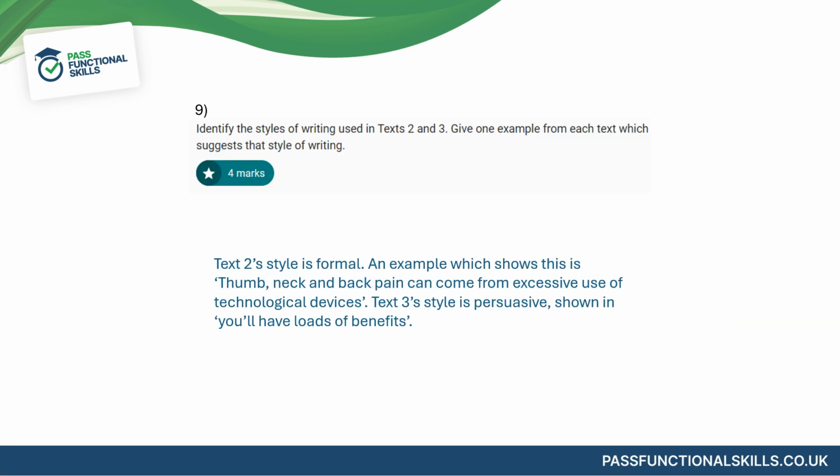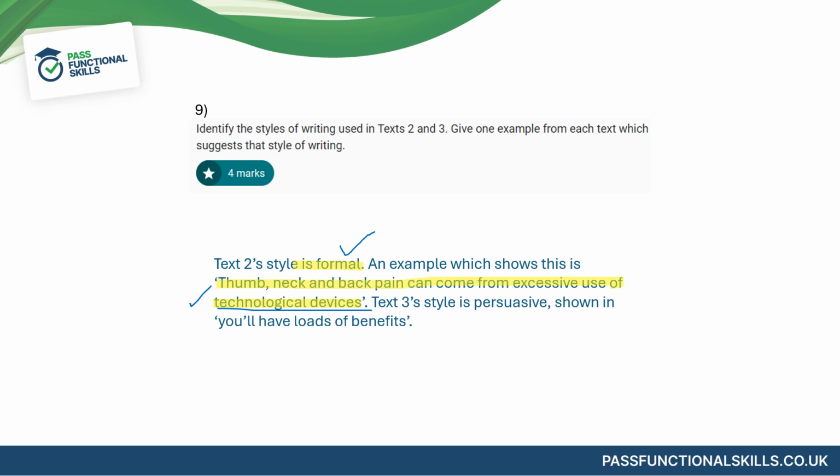So finally, if we just look at our written solution, so as we said, you don't actually need to write a lot for this question, as long as you know what exactly you do need to write to pick up the marks, and that's why it's useful to watch these videos. So we've got here text 2 style is formal for our first mark there. Then we've given an example. So an example which shows this is thumb, neck and back pain can come from excessive use of technological devices. So we've got some specialist language there which shows that it's formal in the example.